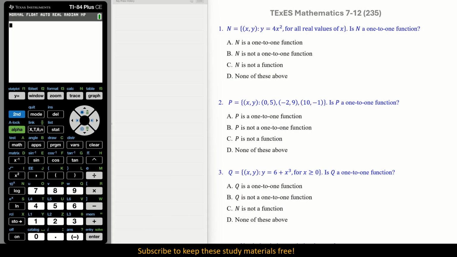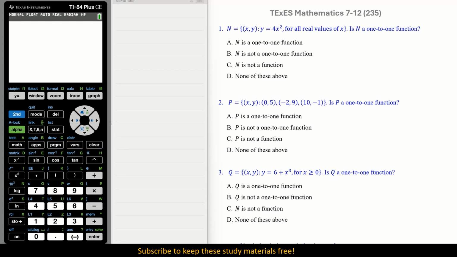Number 1, n equals, and we have set notation. We've seen this in a prior video. But what we need to pay attention to in this kind of notation is that we have the equation y equals 4x squared. And we are looking at all the real values of x. And it asks, is n a one-to-one function?